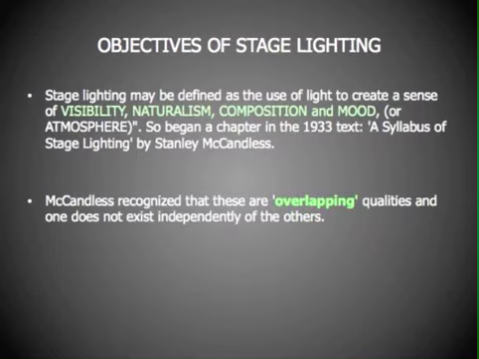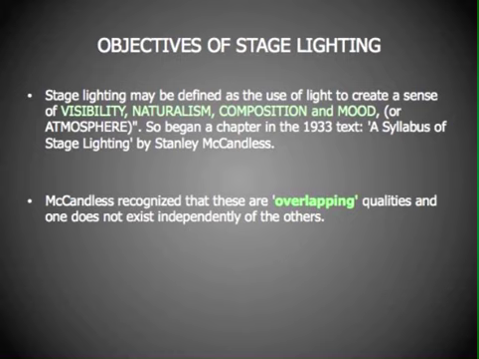The objectives of any lighting designer are generally four major objectives. Visibility is, of course, the most important. Then naturalism, composition, and mood. These objectives were defined in a textbook from 1933, a syllabus of stage lighting written by Stanley McCandless, who is now considered the father of stage lighting.